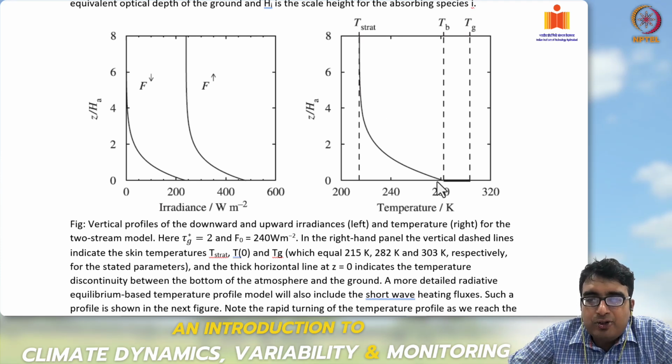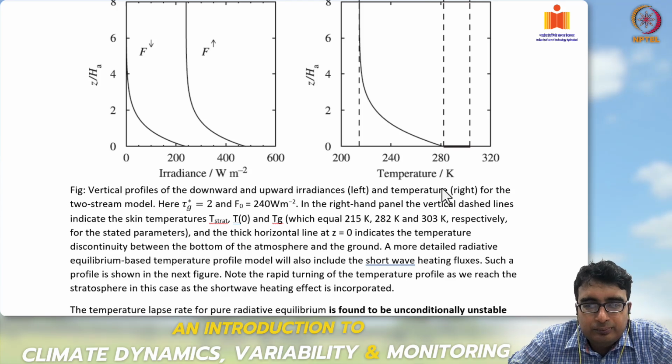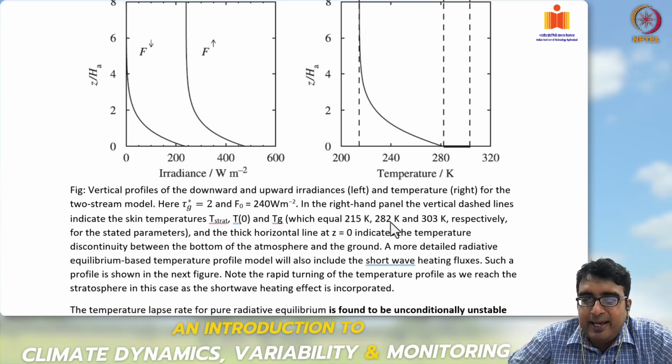And it also decreases exponentially. Initially it's linear, then it has an exponentially decreasing function till it reaches a constant value. And this is TB, the temperature of the air layer just above the ground, and TG is the temperature of the ground. Okay. So T strat here is 215 kelvins. T0, the air layer above the ground, is 282 kelvins, and Tg is 303 kelvins. Using these values, you can evaluate these things. Okay.